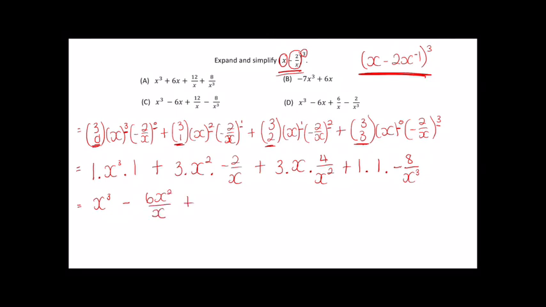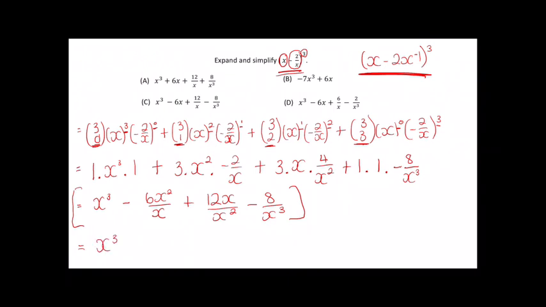I've then got 3 times 4, which gives me 12. And I've got an x over x squared. And then I've got 8 over x cubed. So this line here isn't necessary. You can skip it and go straight to your final line. But I sometimes quite like putting that in just to make sure that I'm not missing anything out.